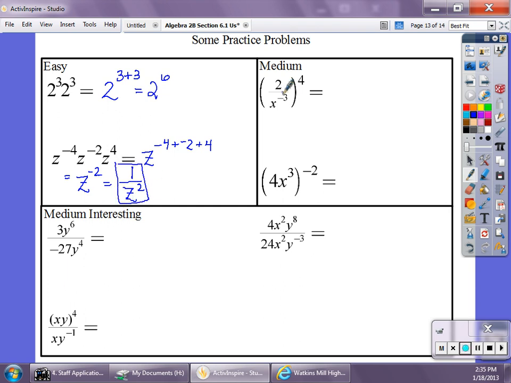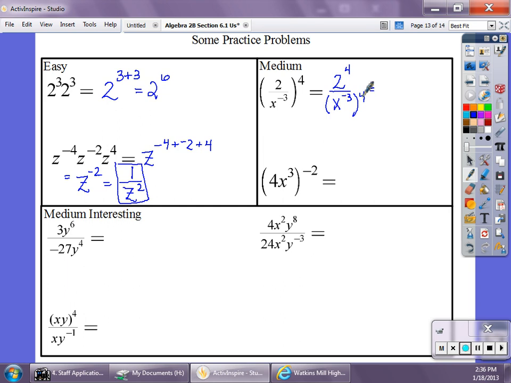Over here, 2 over x to the negative third raised to the fourth power. I like to clear my parentheses first. So everything in the parentheses will get a power of 4. This becomes 2 raised to the power of 4 over x to the negative third to the power of 4.